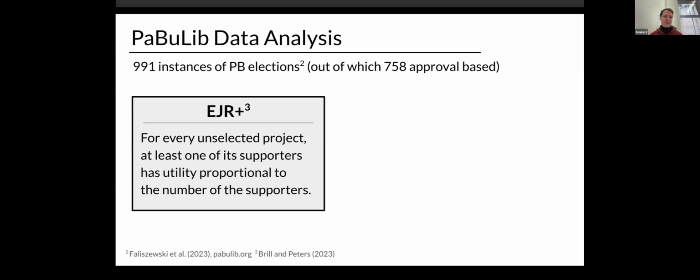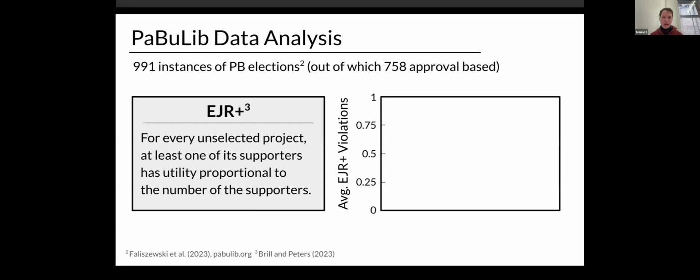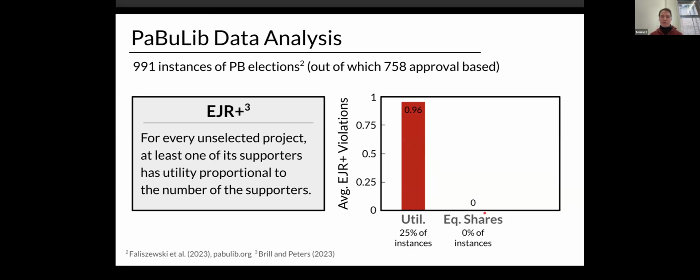And in very rough terms, it says that for every unselected project, there should be one of its supporters that has enough utility in the final selection. So we checked for how many unselected projects on average it happens that there is no such voter. For example, for utilitarian, it happens quite often. We have on average one such unselected project. For equal shares, there will be 0 because we can prove that it satisfies this axiom.